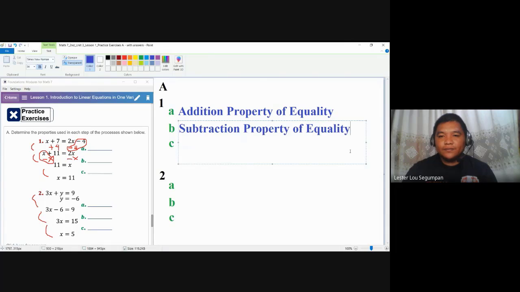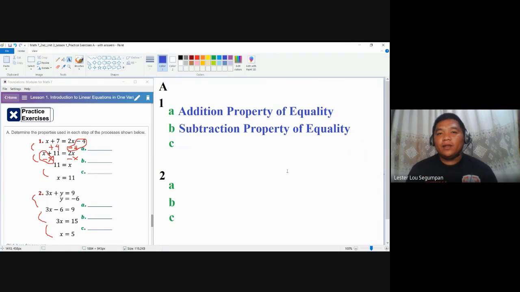The subtraction property of equality tells us that if you subtract any term, any expression, any value on one side, do it on the other side to retain equality, to retain the equilibrium or the balance. So that's for number 1, letter B.